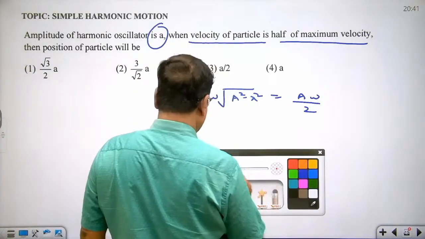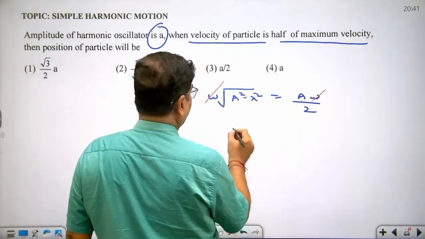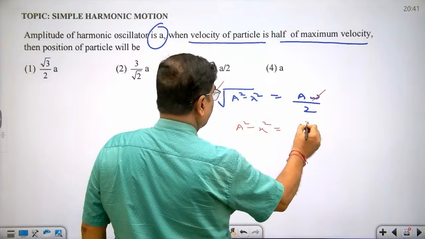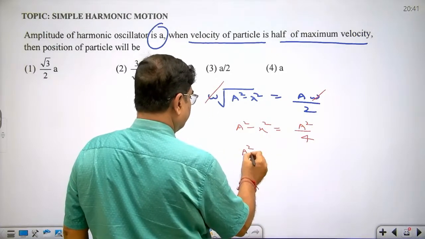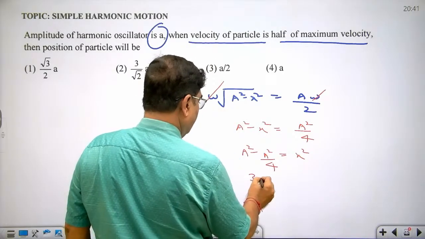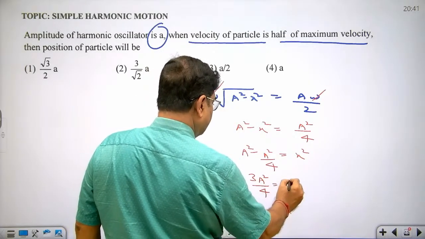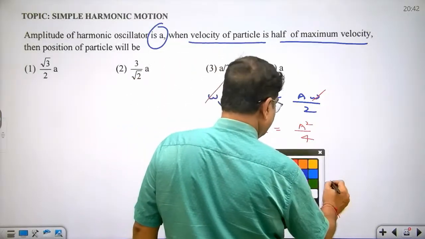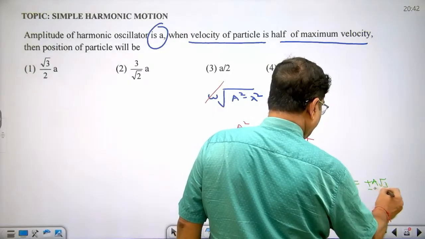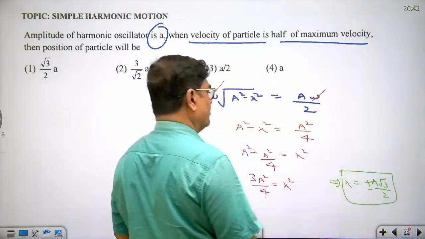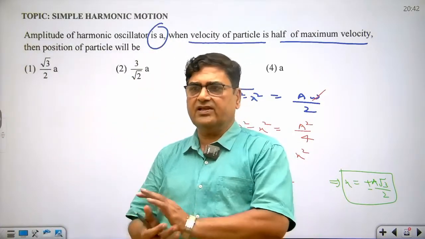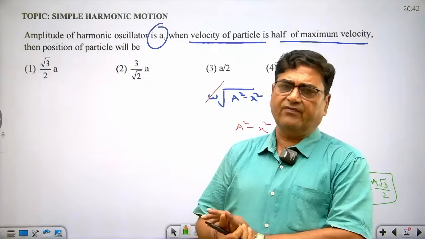In the question it is given that velocity is equal to half of maximum velocity. If you simplify this relation, what will you get? Omega will get cancelled. Make the square. You will get A square minus x square equal to A square upon 4. If you solve this equation, A square minus A square upon 4 equal to x square, means 3A square upon 4 equal to x square. After solving, you will get x equal to plus minus A root 3 upon 2. So this is the position when the velocity of the particle will be half of the maximum velocity.